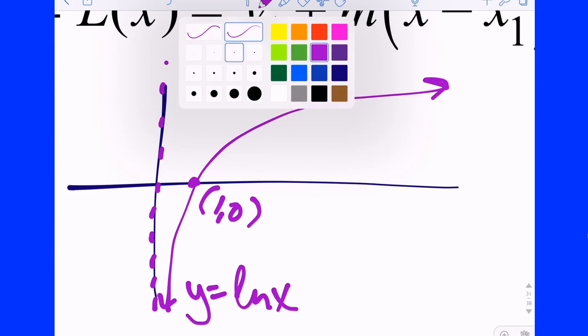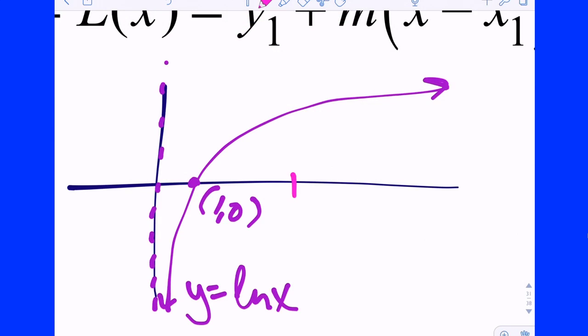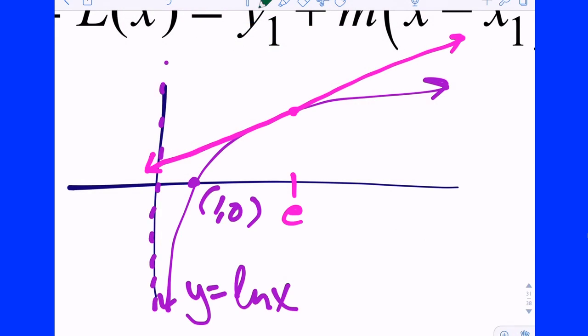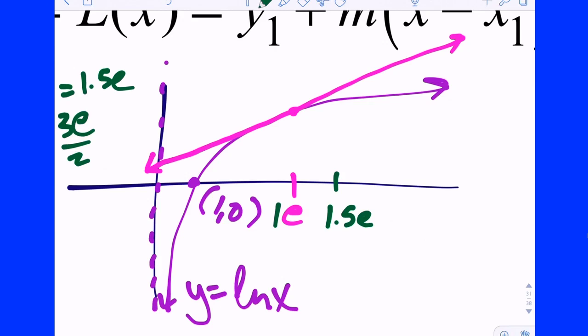We are centering our tangent line right here at e, which is about 2.7. So what we just did is we wrote the equation of that line. And I'm trying to figure out what the value is. This is 1 at e, remember, and I'm trying to figure out what it is at 3e/2, which is the same as 1.5e. So I'm only half of an e unit away, about right here. So this is the actual value that I'm interested in finding.